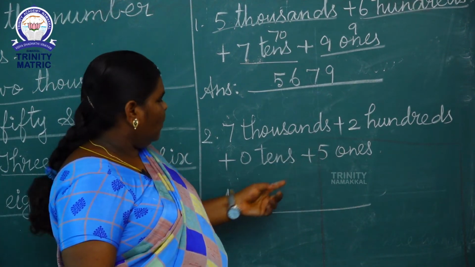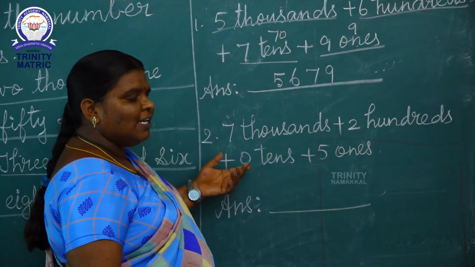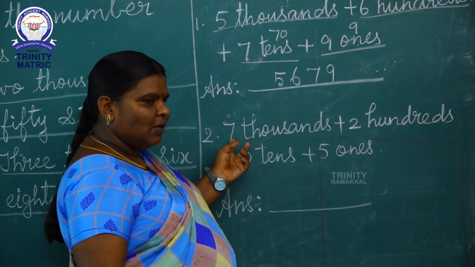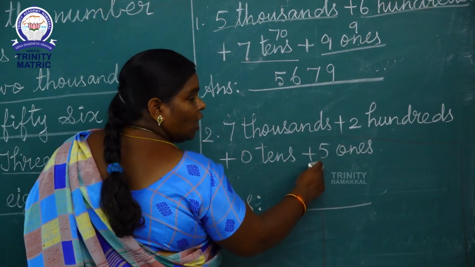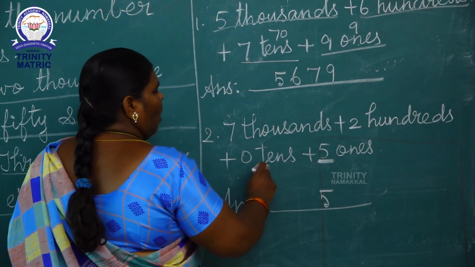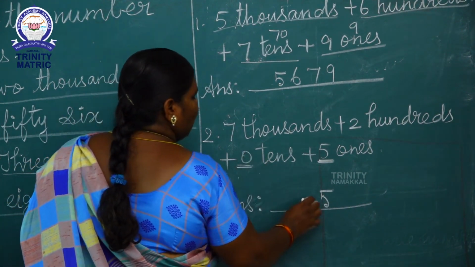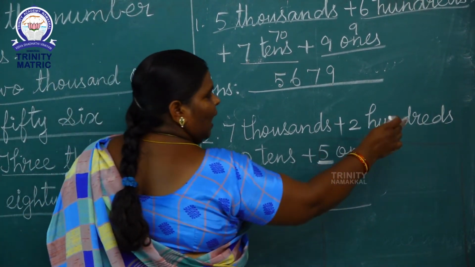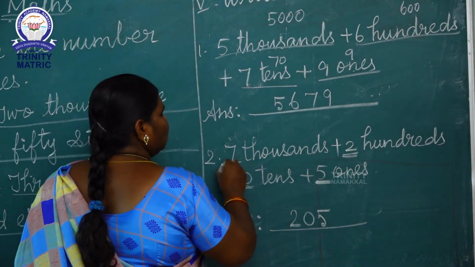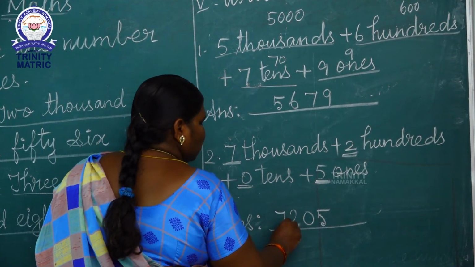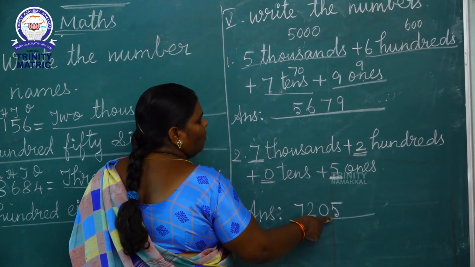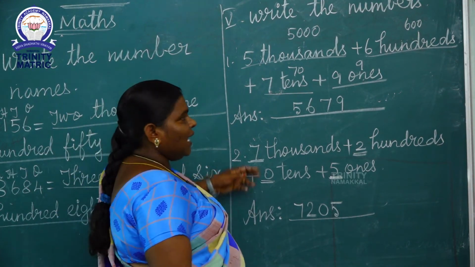Okay. You read the second sum: 7000 plus 200 plus 0 tens plus 5 ones. 5 ones, 5. 0 tens, 0 times 10, 0. 2 times 100, 200. 7 times 1000, 7000. Okay, you write the ones place. How many ones are here? 5 ones, so you write 5. How many tens? 0 tens, so you write 0. How many hundreds? 200, so you write 2. How many thousands? 7000. So you read this number, 7,205.